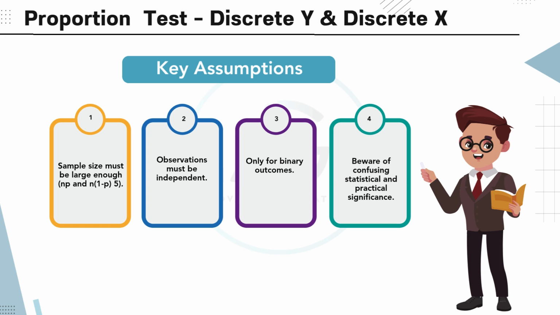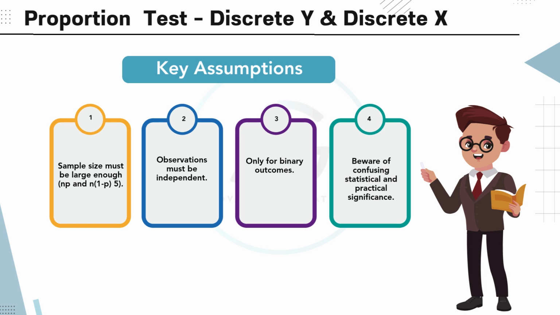4. Beware of confusing statistical and practical significance. A result can be statistically significant but may not be meaningful in the real-world context. For example, a 0.5% improvement in quality may be statistically significant, but it may not be practically important or cost-effective.